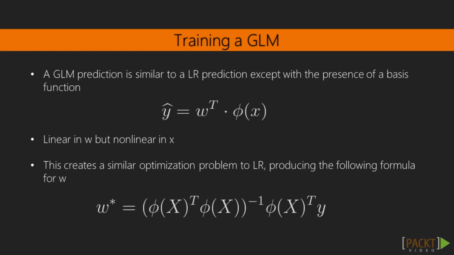feature vector. Generalized linear models are similar to linear regression except for the fact that nonlinear basis functions are applied to feature vectors. There is still a weight vector w that needs to be learned, and a target variable prediction can be obtained by performing an inner product between the weight vector and the output of the basis function applied to the feature vector. So essentially, GLMs are linear with respect to the weight vector w, but nonlinear with respect to the feature vector. It turns out that the optimal weight vector has identical normal equations to that of linear regression, except, again, the basis functions must be applied to the feature vectors.